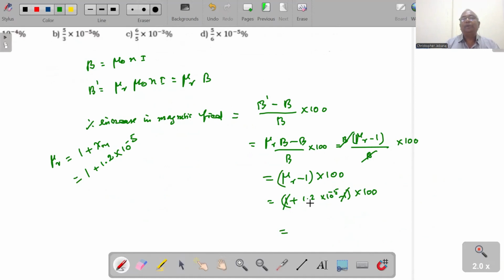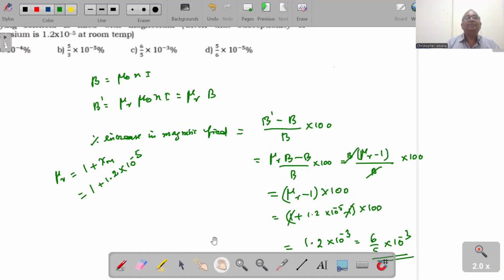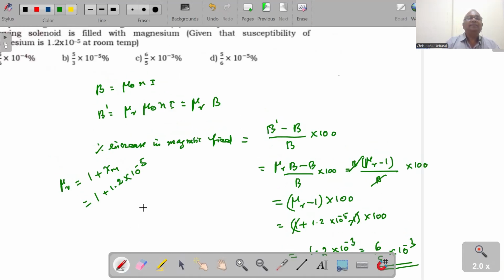So 1.2 into 10 to the power of -3. It is nothing but, I think, 6 by 5 into 10 to the power of -3 is the answer. 6 by 5 is 1 by 2. So this is the answer.